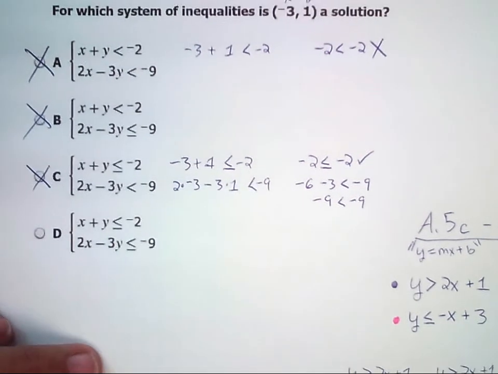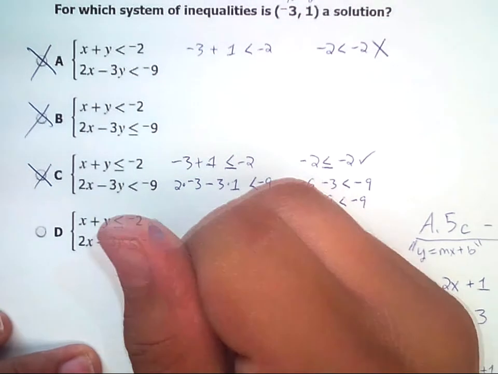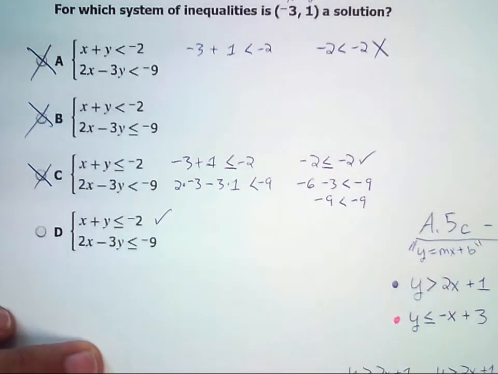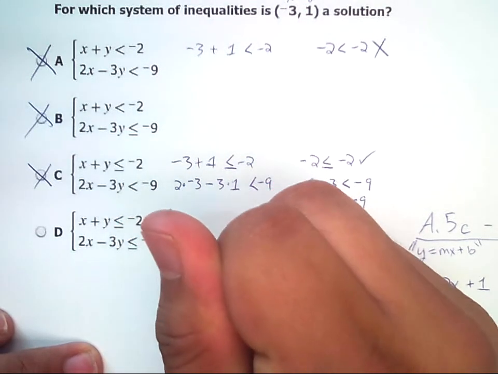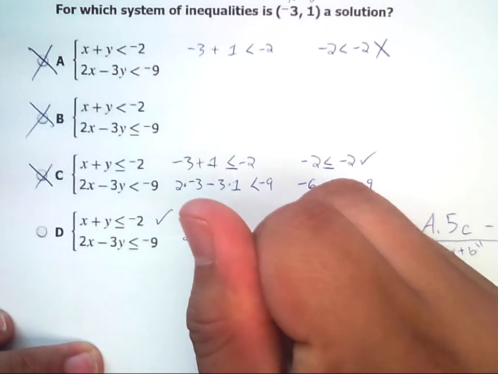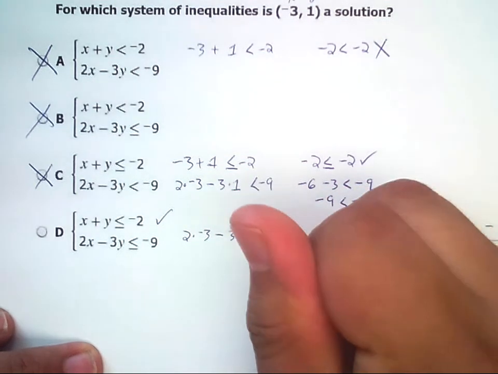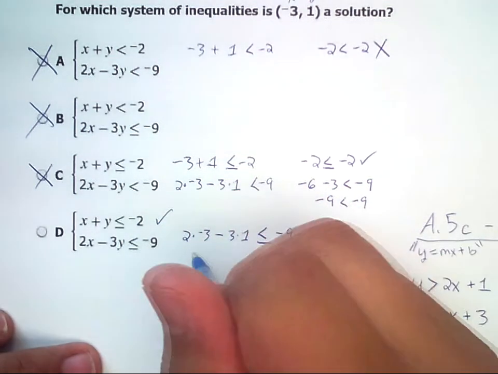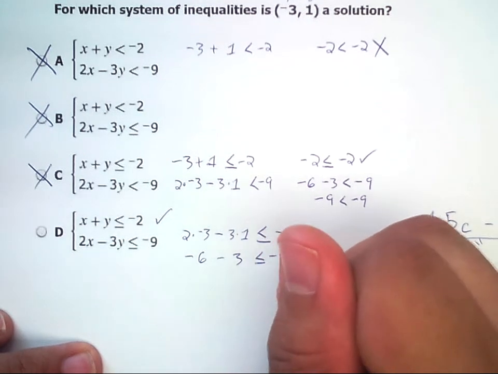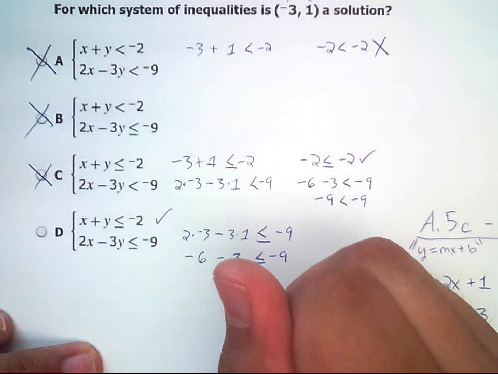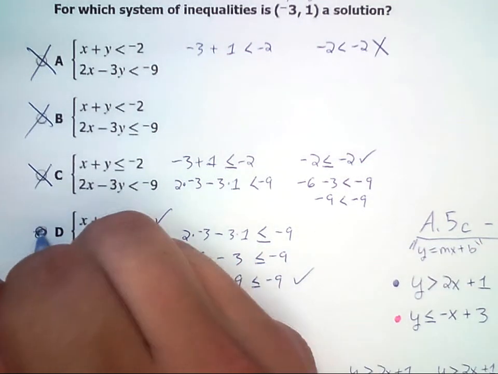All right, so our final problem, this better hold true. Well, we know the first one works because we already checked, so I'm not even going to bother with it. I did the work, and you can see it there. Let's do the second one. So 2 times -3 minus 3 times 1 is less than or equal to -9. I think this has a good chance of working. -6 minus 3 is less than or equal to -9. And -9 is less than or equal to -9. It was true for both, therefore the answer is D.